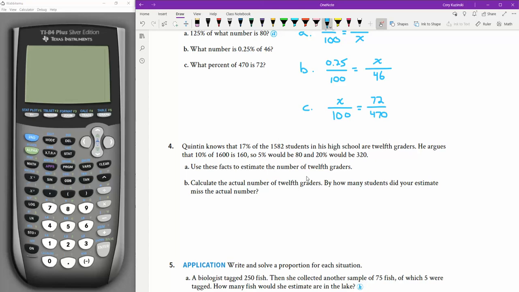And 20% would be 320. That makes sense because if you double 10%, you get 20%. So double the 160, you get 320. Use these facts to estimate the number of 12th graders.